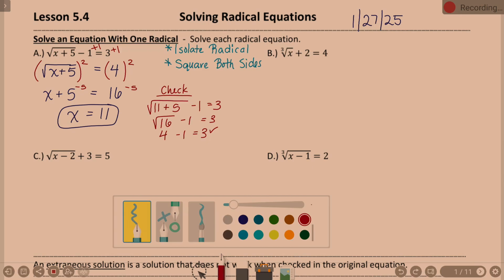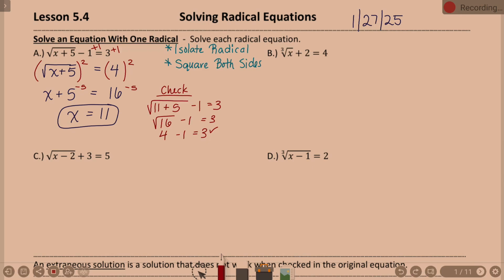Are you ready for B? The cube root of x plus 2 equals 4. Where would you like to start? Move the 2 over. We're going to move the 2 over because we've got to work to isolate that radical. So when we subtract 2 over, we're going to have the cube root of x. 2 minus 2 cancels. 4 minus 2 is 2.